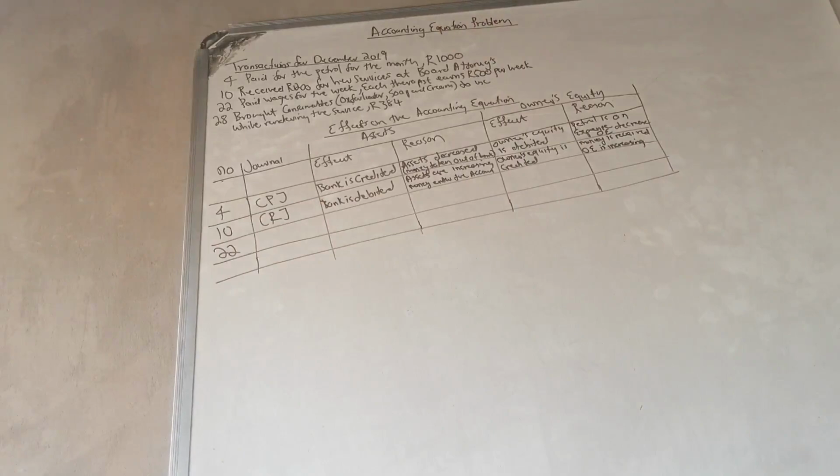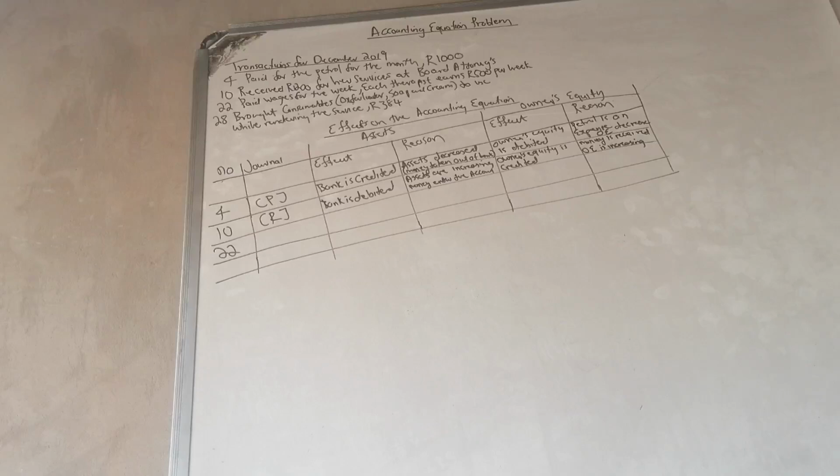We paid wages for the week. Each therapist earns 500 per week. Are we going to record this? Is money entering the business or is money leaving the business? Money is leaving because we are paying someone.